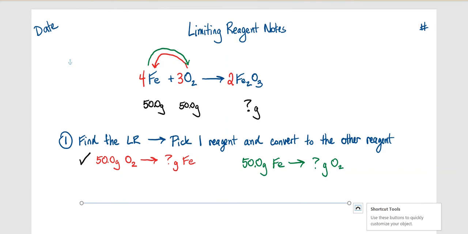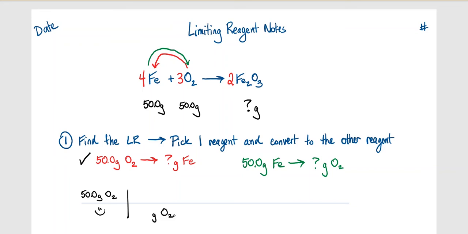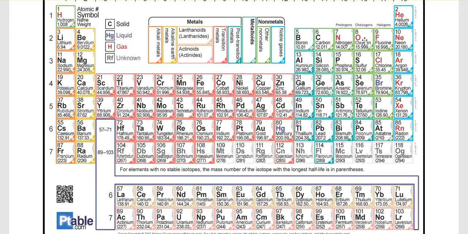First thing I'm going to do, I'm going to make my T box, and I write down what I've been given. So we've been given the 50 grams of oxygen. What goes over here is these units, grams of O2, and we need to go to moles of O2. This is your molar mass, and you get this from the periodic table. So 1 mole of O2, you have to find its molar mass.